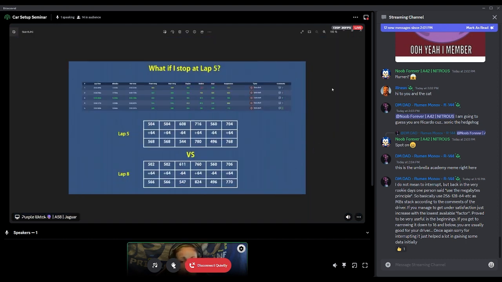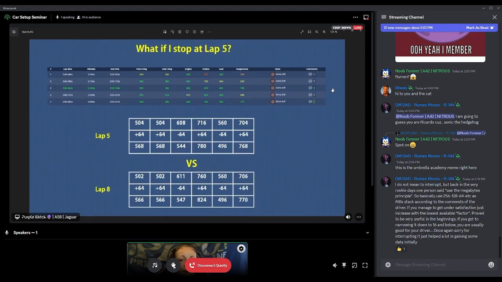We are going to talk about what happens if I stop at lap 5. First of all, we are going to analyze how close we are after 5 laps, because as you can see in this example, we are going to be very close. The first row, in both cases, lap 5 and lap 8, are the values that I believe are going to be the closest possible to the limit of the range. What happens, for example, with the wings?